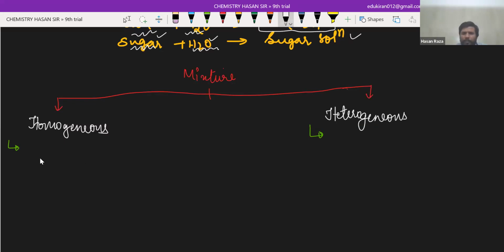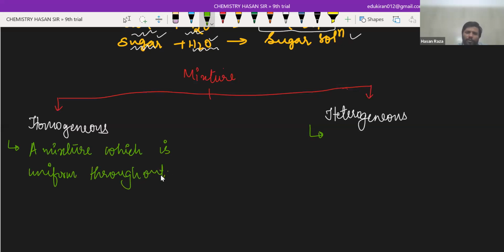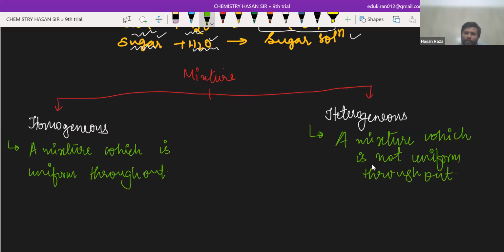So we can write a very basic definition of this: a mixture which is uniform throughout is your homogeneous mixture, and for heterogeneous a basic definition is: a mixture which is not uniform throughout, or not uniform, that is enough, is called a heterogeneous mixture.